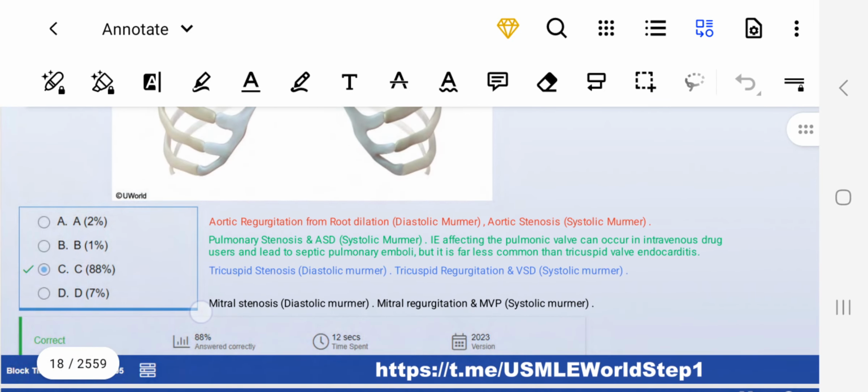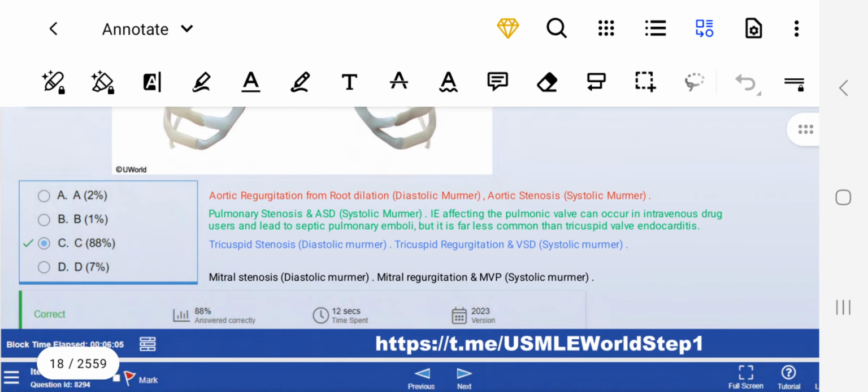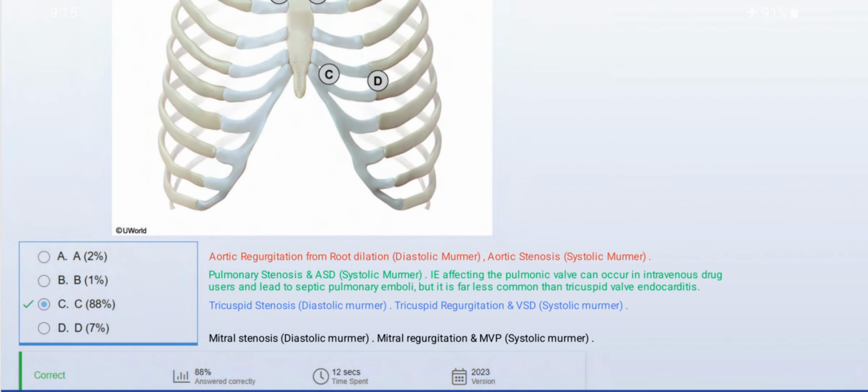So in this case, we have tricuspid stenosis. We talked about this. There will be a diastolic murmur, and if there is regurgitation, its sound can be best heard at the same place, at C location. And for VSD also, the systolic murmur is heard best at the point C.